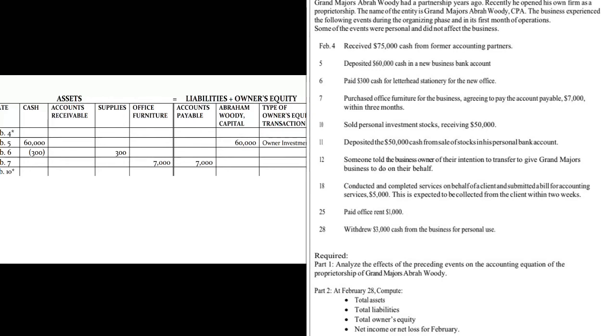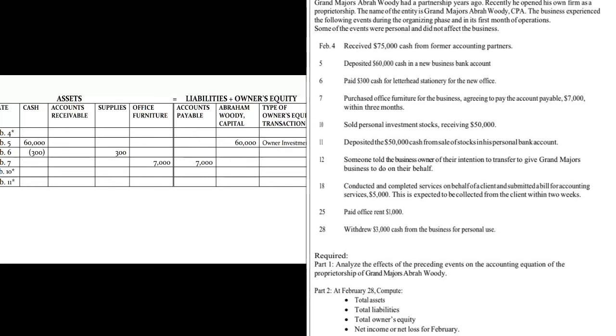Moving on to February 11th. He deposited $50,000 cash from the sale of the stock in his personal bank account. Again, he sold the stock, fine, but where did he deposit? In his personal bank account. Did he deposit it in the business bank account? No. So does this have an effect on the accounting equation of the business? No. So again, February 11th, nothing happened. The accounting equation remains the same.